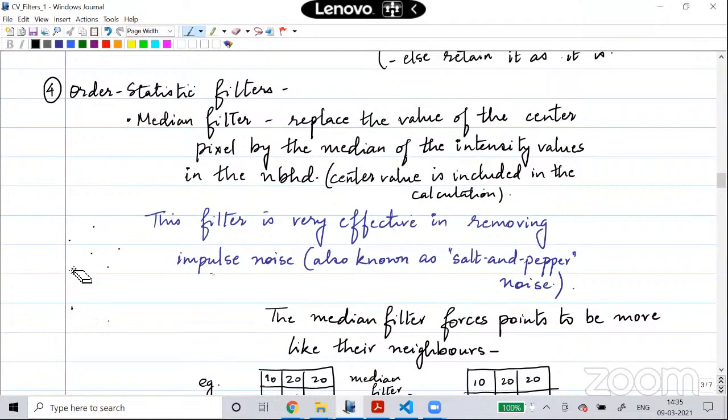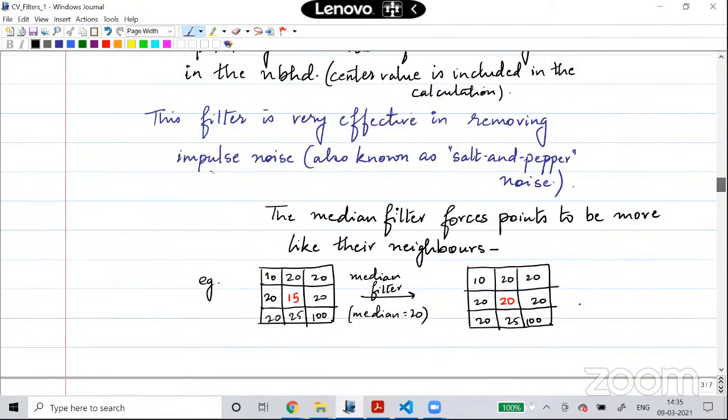So this kind of noise is very effectively removed by the median filter, for the following reason. Suppose these are the pixel values in the original image. Then what the median filter does is, this center pixel is going to be replaced by the median of all the values with the center value included. So you take the median of these 9 values and replace this 15 by that.